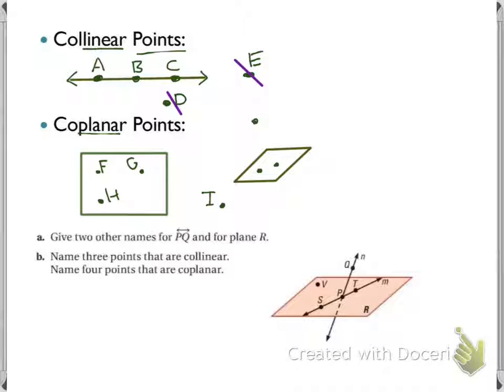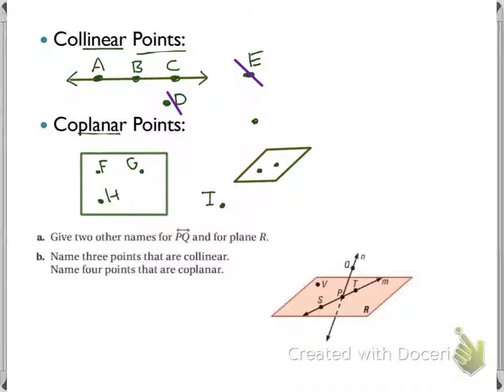Then I have this other point floating through space. It's not on the same plane, so they're not coplanar. Again, looks like doesn't work as a reason. We have to have them sharing it. So let's start looking at naming some things. Give 2 other names for PQ and plane R.